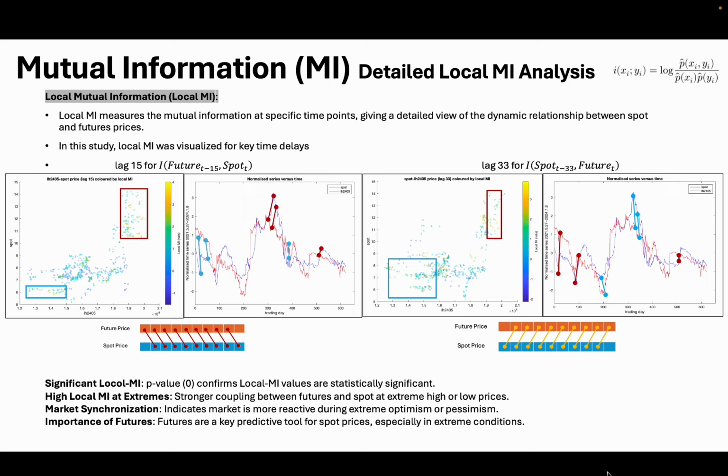Local mutual information helps us see where the spot and future markets are most connected. The connection is especially strong during extreme market conditions, like very high or very low price. Future price seems to be a good predictor of spot price, especially during those extreme conditions.